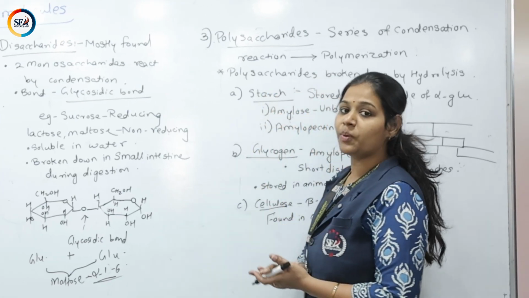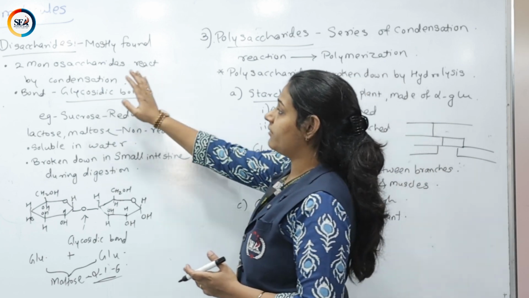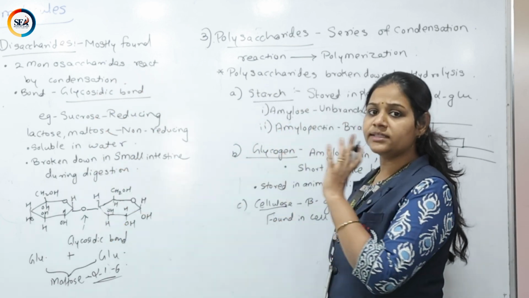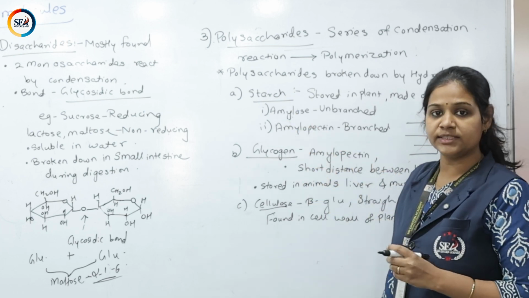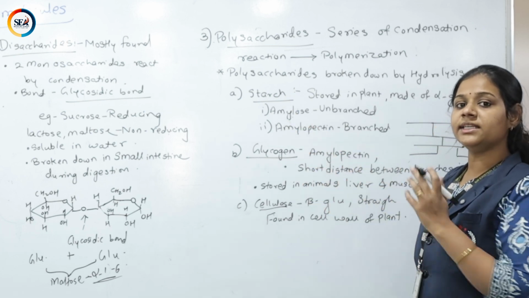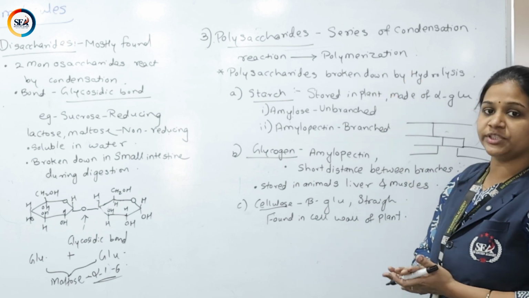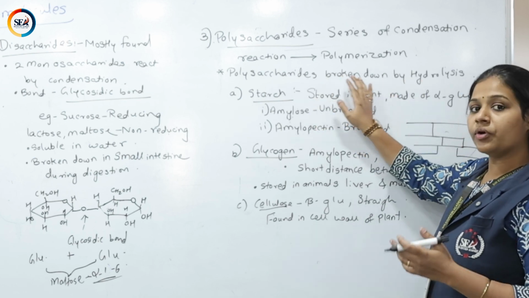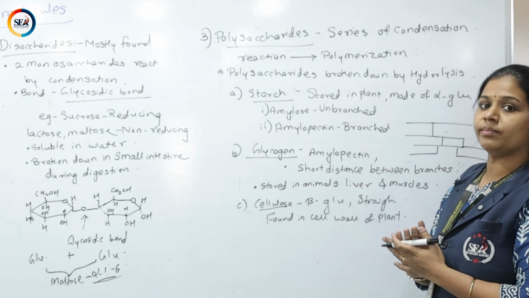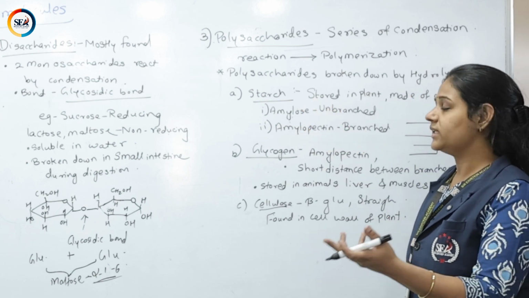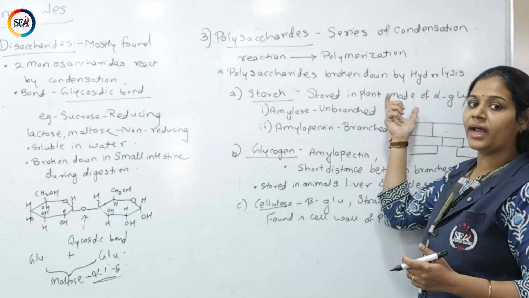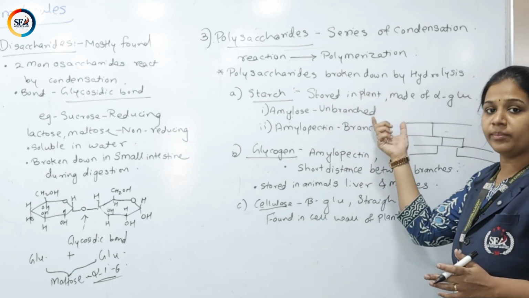Next we are going to see is polysaccharide. Likewise, how in disaccharide one condensation reaction takes place, in polysaccharide series of condensation reactions takes place. The series of condensation reactions are called as polymerization. Polysaccharides are broken down into simple sugars by hydrolysis. First, starch. What is starch? Starch is stored in plants. It is storage material which is present in plants.